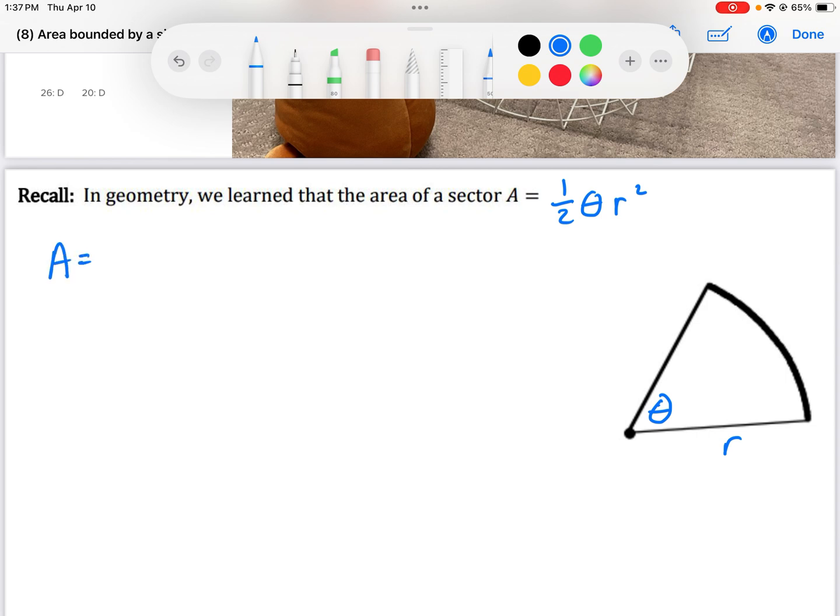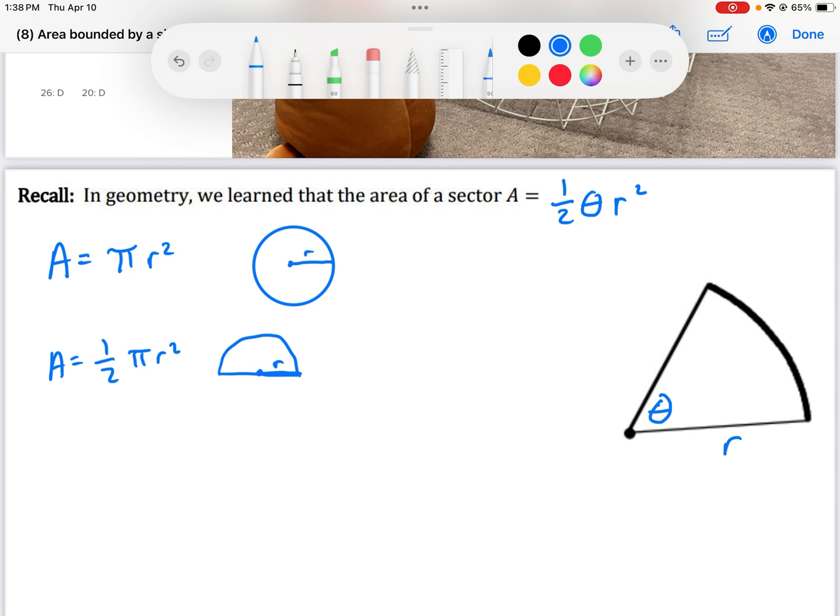To see where that came from, to help us remember, the area of a circle is pi r squared. So the area of half of that circle would be 1/2 pi r squared. So that's supposed to be half a circle, where that would be my radius. That would be 1/2 of pi r squared.